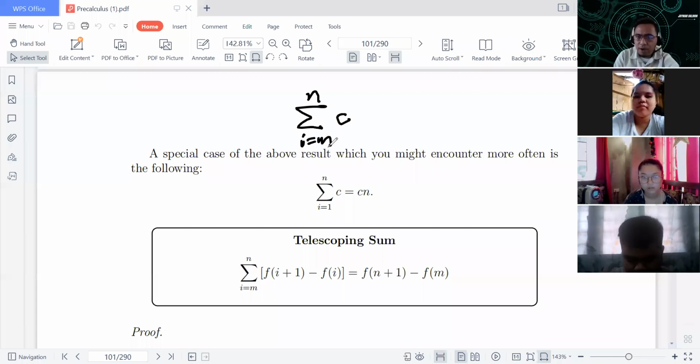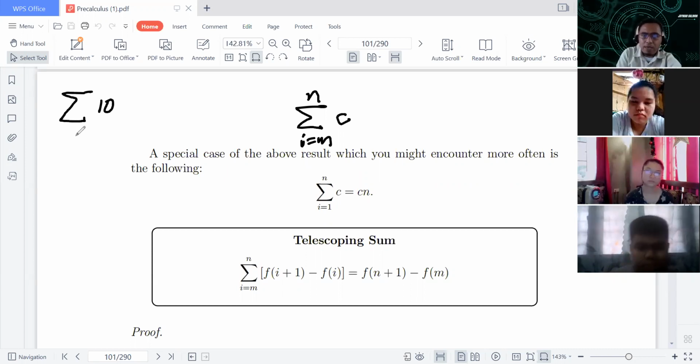This one can start at any value. This one starts at 1. If it starts at 1, automatically you just multiply the constant and the last term. Just multiply the C and your n. For example, if I ask you, what is the summation of 10, where i ranges from 1 to 50? In this case, since it started from 1, you can use it directly. You just have to multiply them, so it is equal to 500.